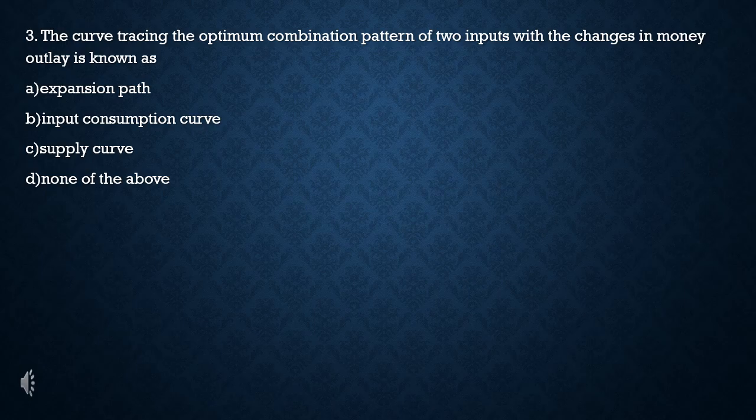Question number 3. The curve tracing the optimum combination pattern of two inputs with the changes in money outlay is known as expansion path, input consumption curve, supply curve, none of the above.